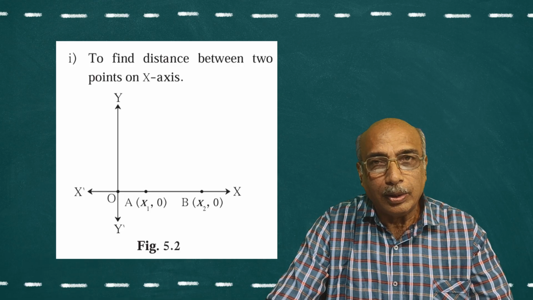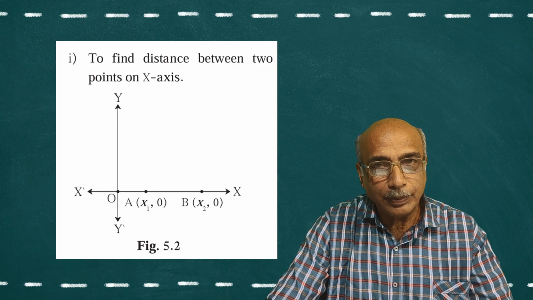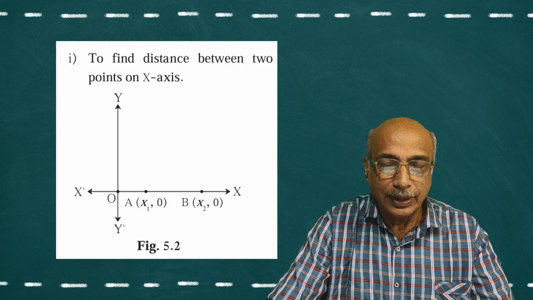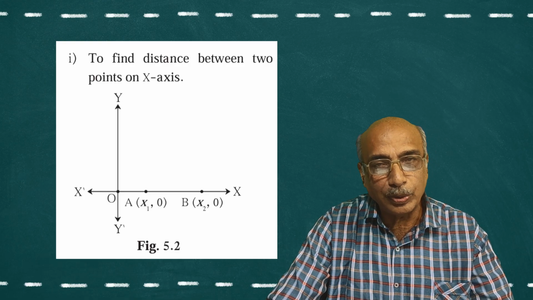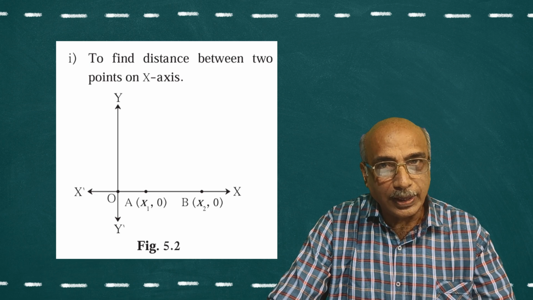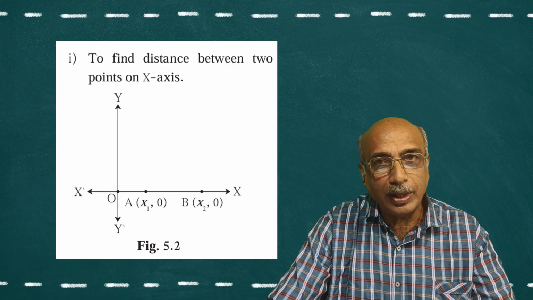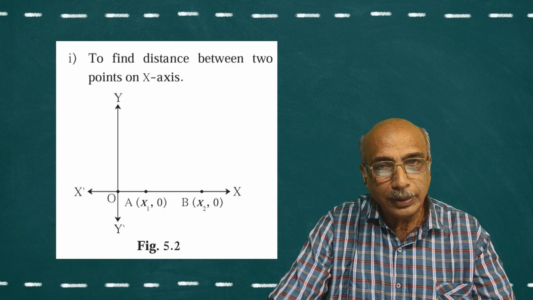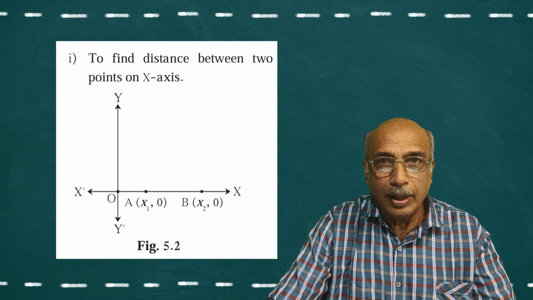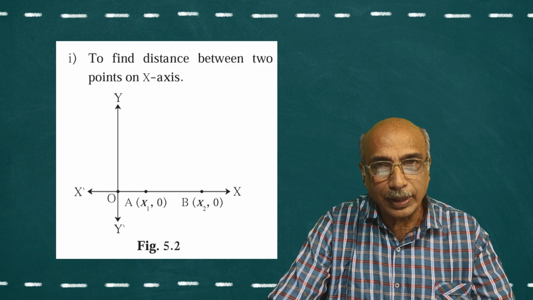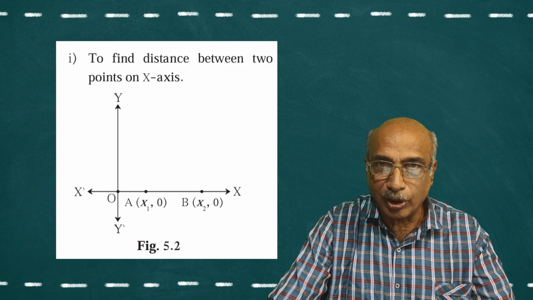Here on the screen you can see one figure where points A and B are on the x-axis. The coordinate of point A is given as (x1, 0) and B is (x2, 0). The y coordinate is 0 because the point is lying on the x-axis. So if I want to find out the distance between A and B, if the points are on x-axis, then we take x2 minus x1, where x2 is the greater coordinate and x1 is the smaller coordinate.